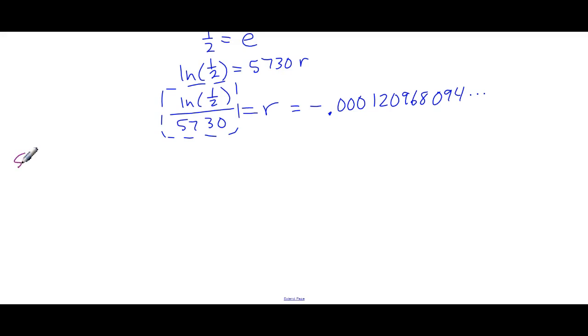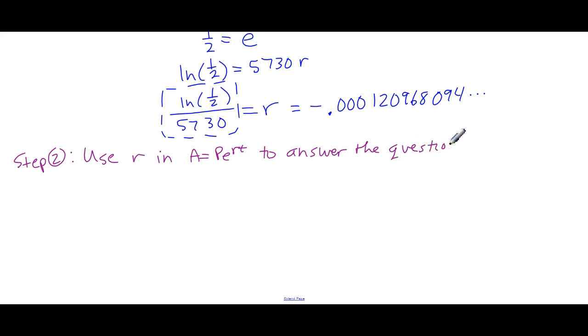Step 2, just like we did last time, is use R in the formula to answer the question. So in the formula, A equals Pe to the RT, I'm going to use natural log of 1/2 over 5,730 for R.